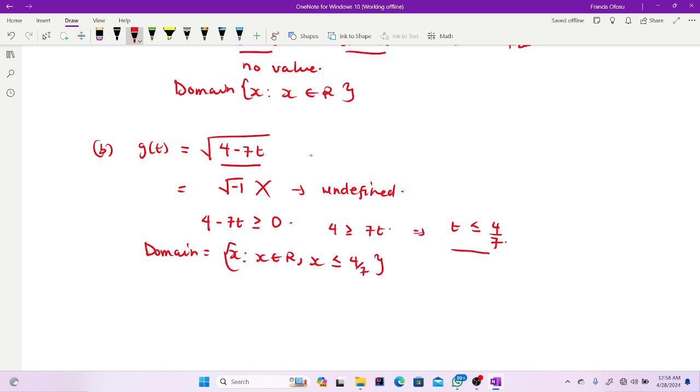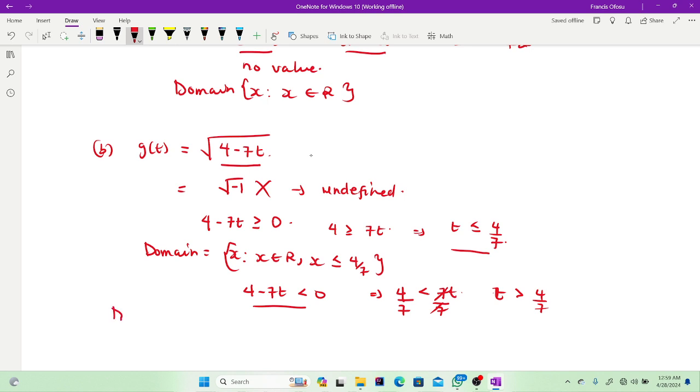As simple as that. Somebody can also choose to find the range of values that will make this particular function undefined. For that reason, I also write 4 minus 7t should be less than 0. This expression would give me the values that will make my function undefined. So when I solve this, I get 4 is less than 7t. Then realize that t will be greater than 4 over 7. This is because I divide both sides by 7, then I get this, right?